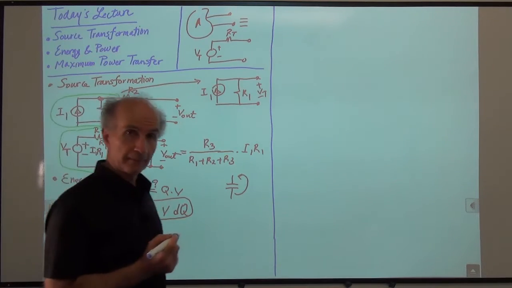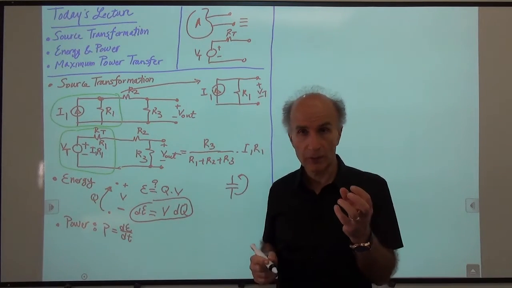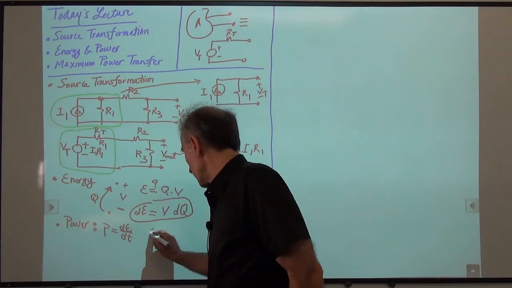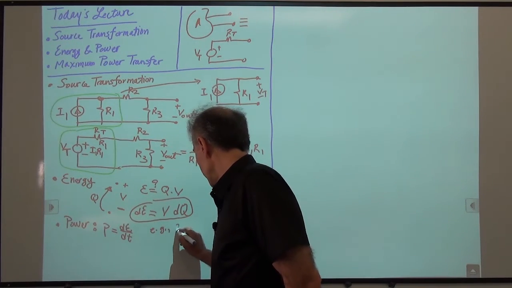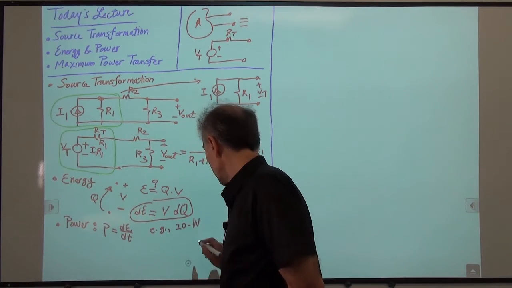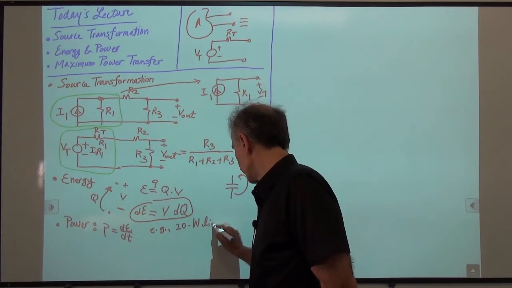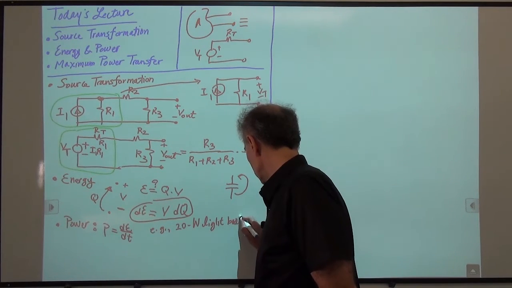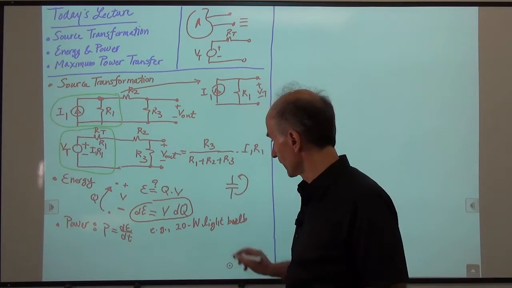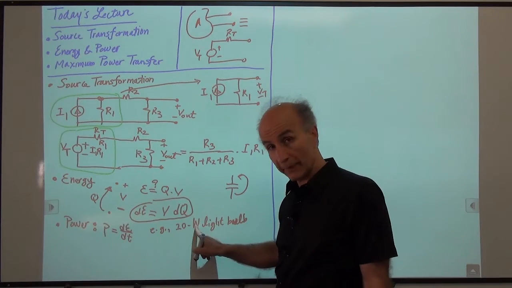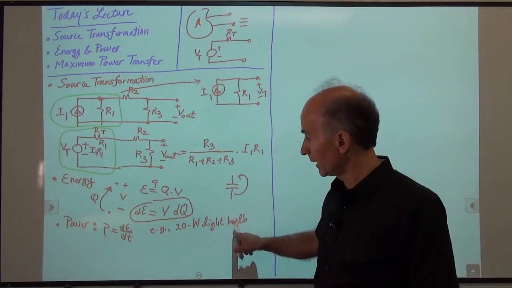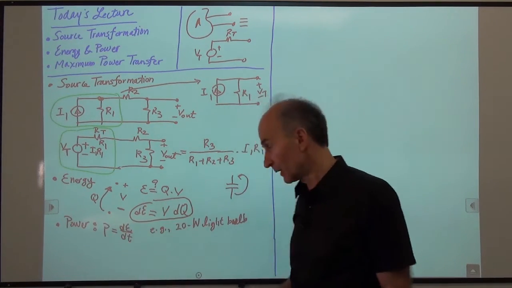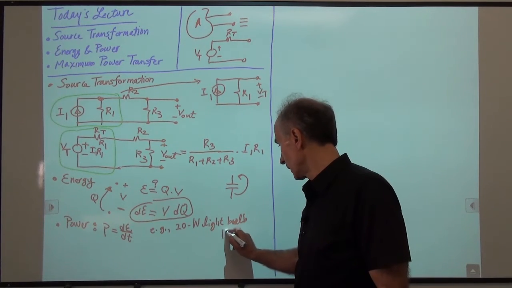So let me give you an example. If you buy a light bulb and the light bulb is rated at 20 watts, what does it mean? So we have a 20 watt light bulb. Okay, so watt is the unit of power. So it means that the power dissipated by this light bulb is 20 watts, right? This P. So that means that P is 20 watts.